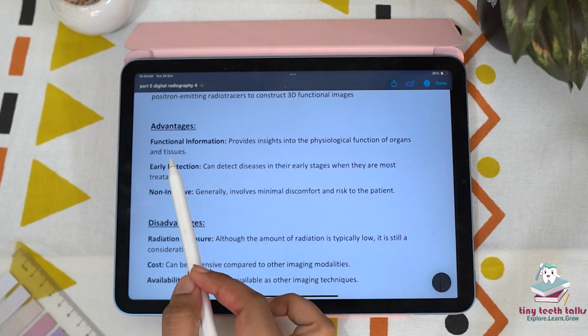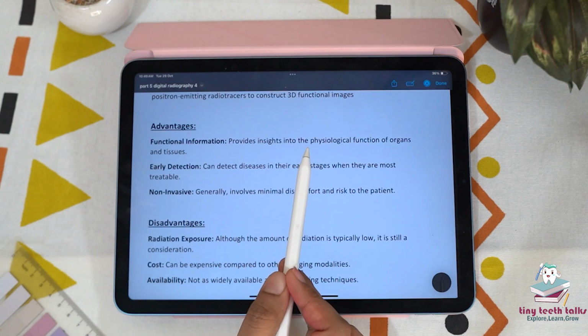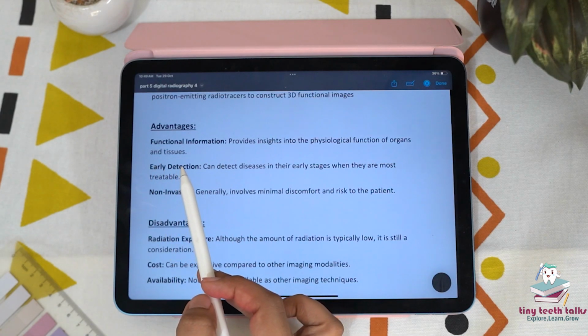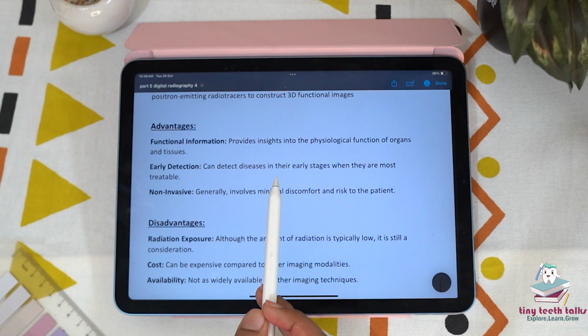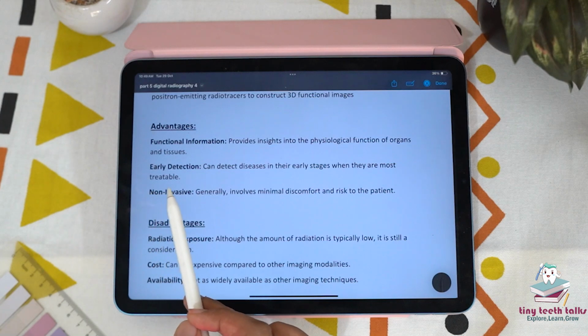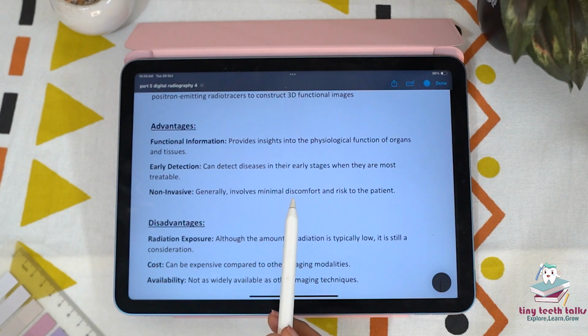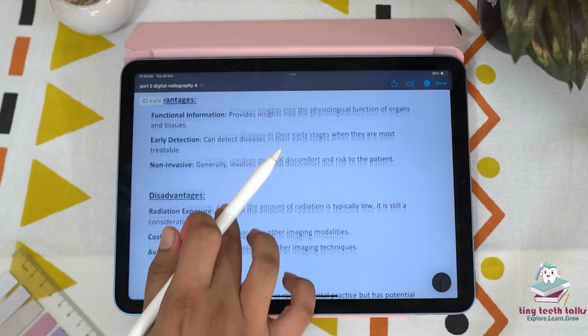Coming to the advantages: functional information, which provides insights into the physiological function of the organs and tissues. Early detection, which can detect disease in an early stage when it is most treatable. Non-invasive, generally involving minimal discomfort and risk to the patient.